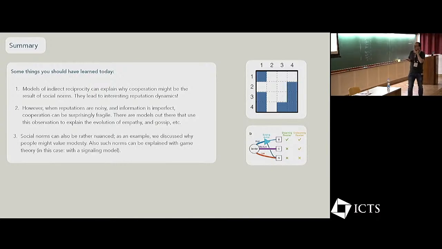And the last thing is that social norms can also be rather nuanced. For example, I would say this preference for humility is perhaps a rather nuanced norm. And I just wanted to expose you to some other kind of model that makes sense of this kind of norm. Okay, that's it. Thank you.